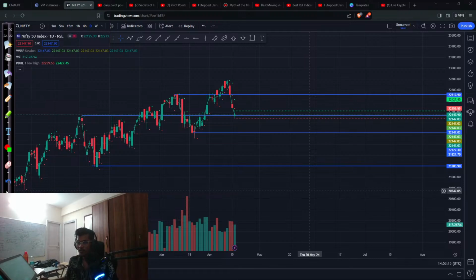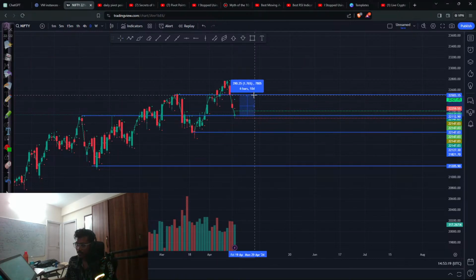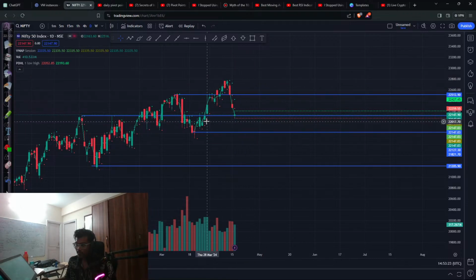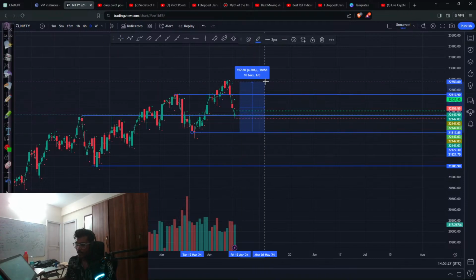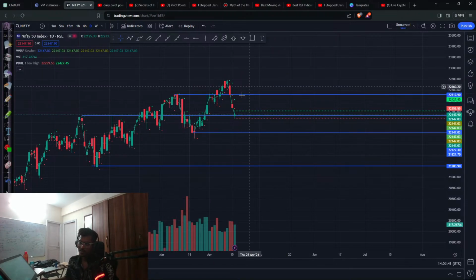Now I don't know how they calculate the moves here, but from this perspective, if you buy from here, it's like a 4.32% gain. From a point perspective, I don't know how much it is, but that's what I see on Nifty 50. Okay.